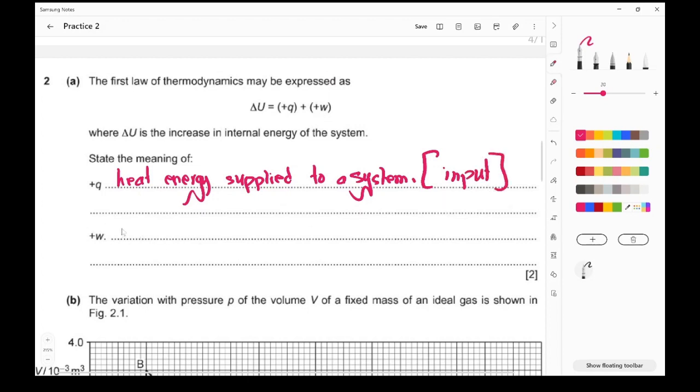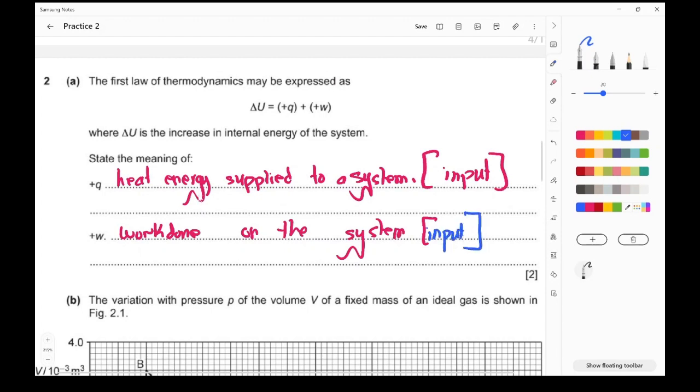Anyways, W means work done on the system because it is plus W. So work done on the system. This is also input. So I'm just going to be writing this down. Input.